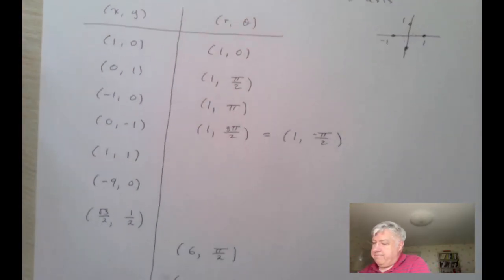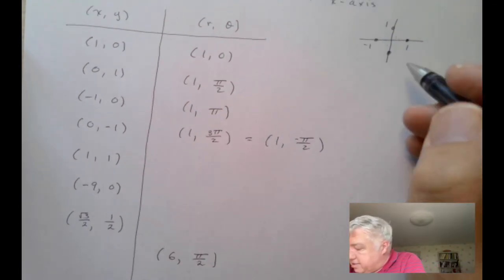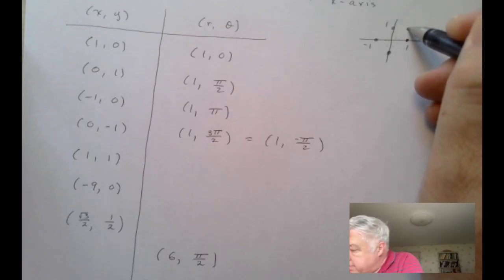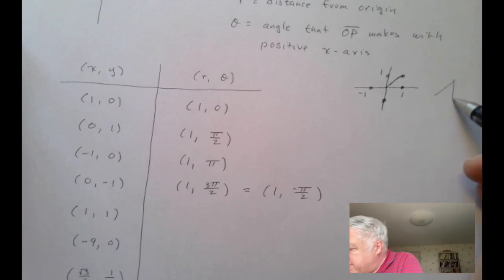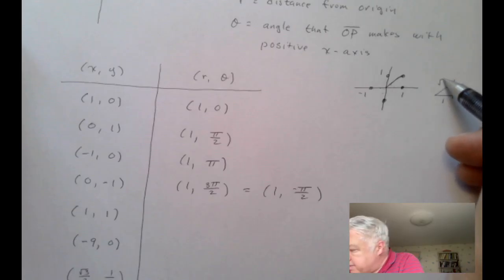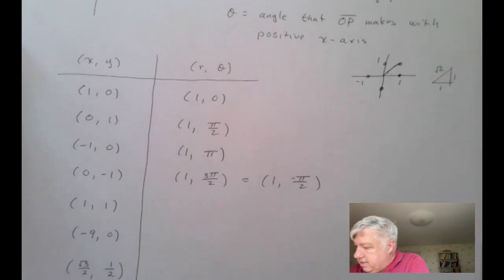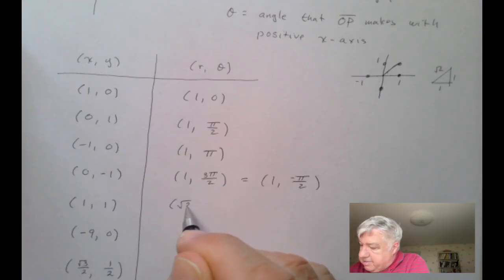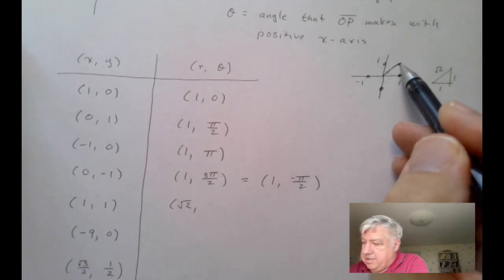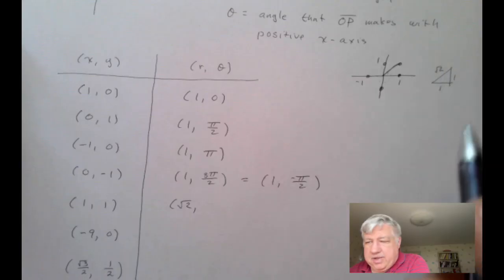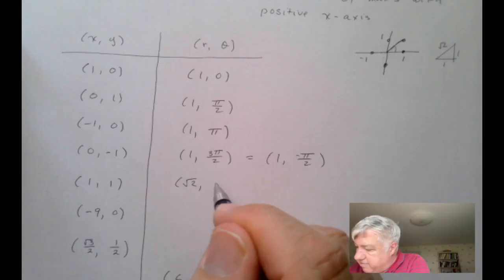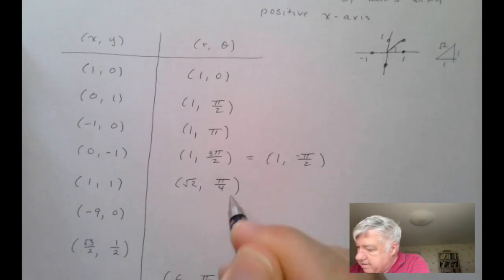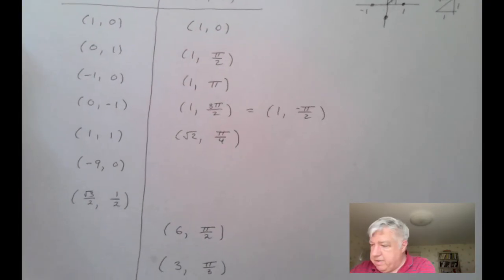How about 1, 1? 1, 1 is over here. And for this distance right here, we have to use the Pythagorean theorem or some trigonometry. From the Pythagorean theorem, this distance will have to be the square root of 2. So that's what r is in this case. And this of course splits the first quadrant in half, so this angle has to be 45 degrees, which in radians is pi over 4. So that would be the polar coordinates of 1, 1.